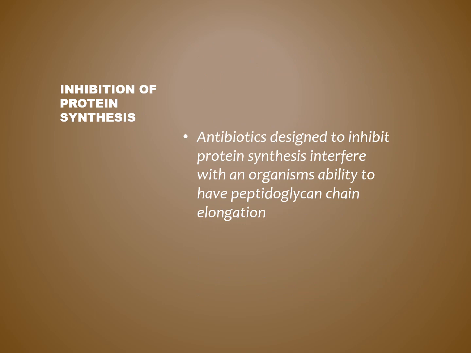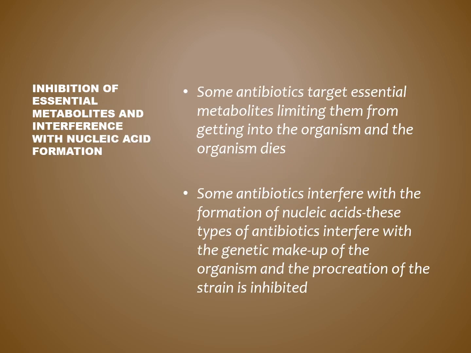Mode number 3 would be inhibition of protein synthesis. Antibiotics here are designed to inhibit protein synthesis, and that will interfere with an organism's ability to have peptidoglycan chain elongation. And then modes 4 and 5 would include inhibition of the essential metabolites and interference with nucleic acid formation. So some antibiotics target the essential metabolites, limiting them from getting into the organism, and then the organism dies. And some antibiotics interfere with the formation of nucleic acids, and these types of antibiotics interfere with the genetic makeup of the organism.